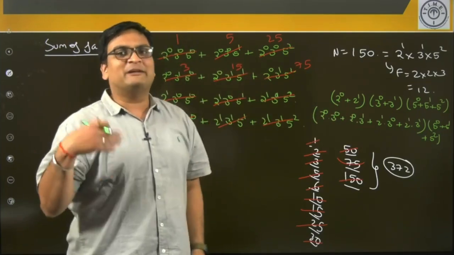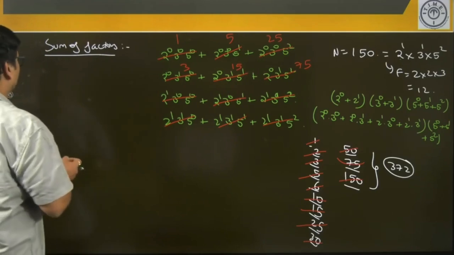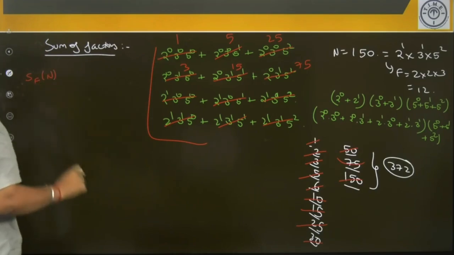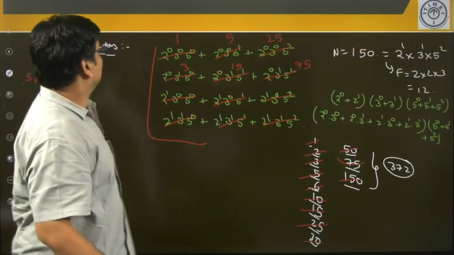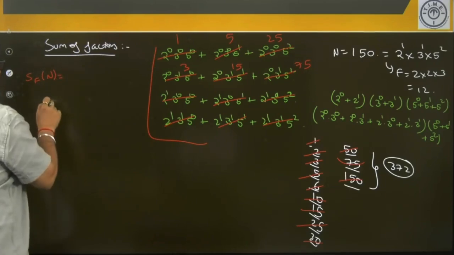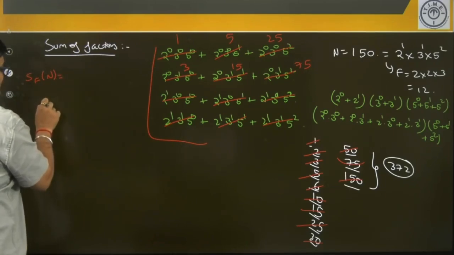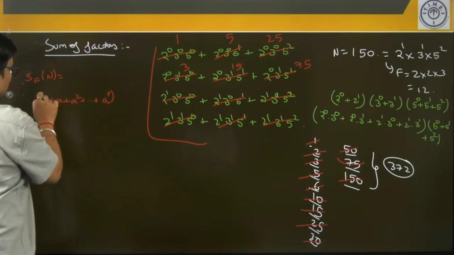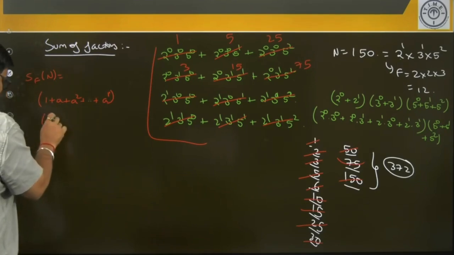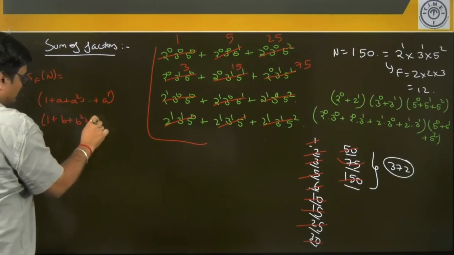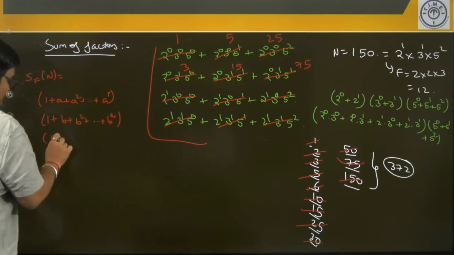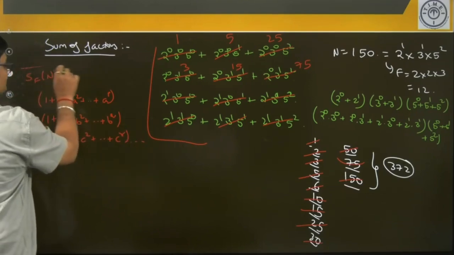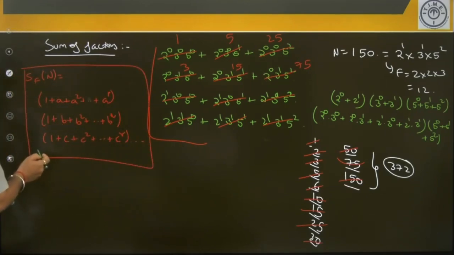So a better way to find the sum of factors for n, where n was this, will be equal to, for a power p, what will be the sum of possibilities? A power 0, 1, a power 1, a square, up to a power p, into, for b power q, what will be the sum of factors? 1, b, b square, up to b power q, and likewise for c power r and so on. This is going to give us the sum of factors, which can be further simplified now.